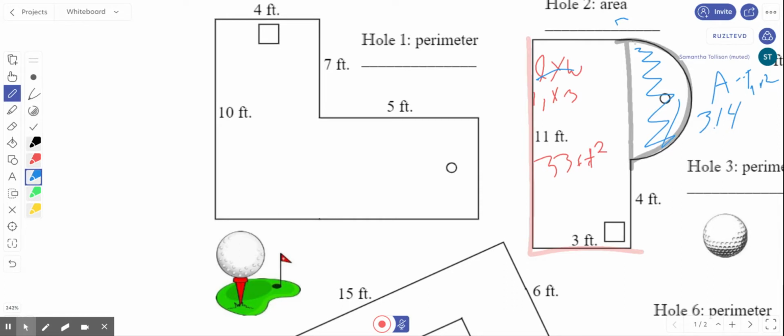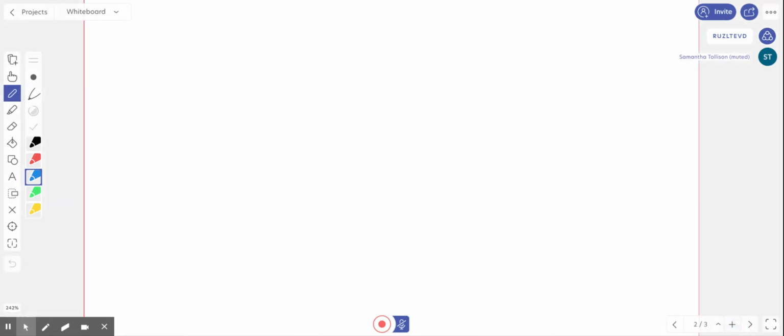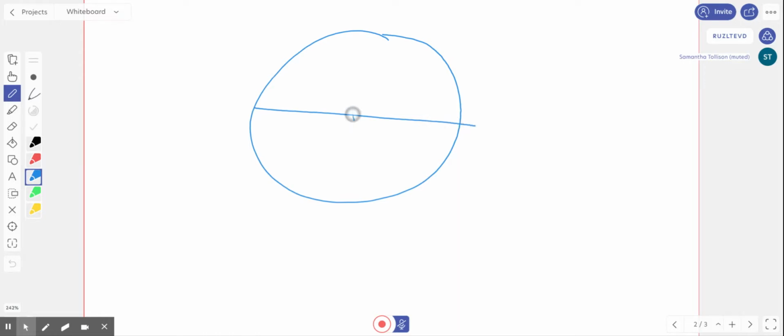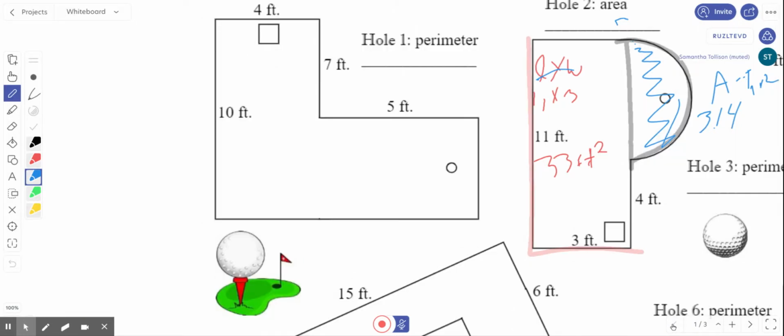Okay, so remember on parts of a circle here, let me go ahead and get a new document so that we can see this. This is Telson's lovely drawings: the diameter goes all the way across the center point from one end to the other, and my radius is half of that diameter. So for this, I am not given my diameter or my radius.